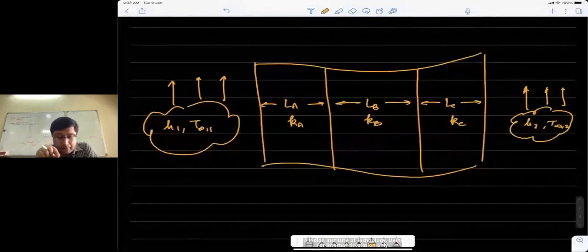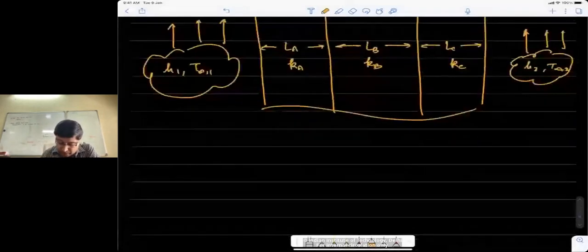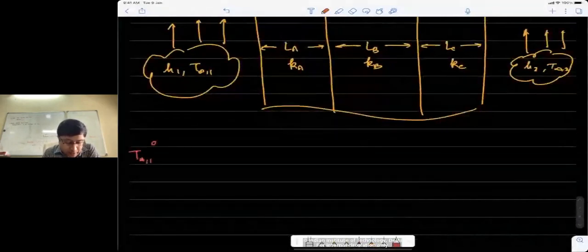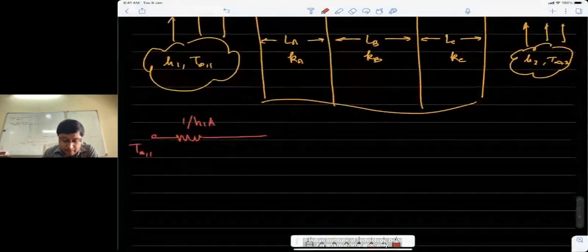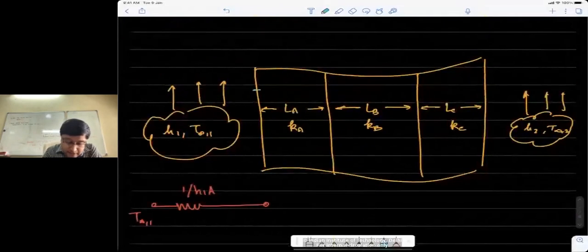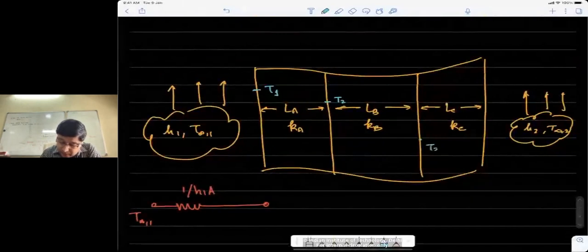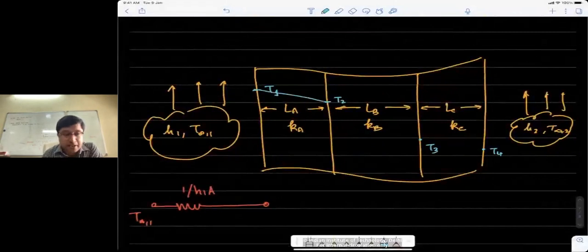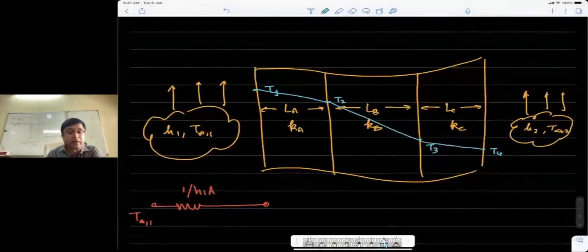So the same concept which I have done, the electrical circuit analogy, can still be applied here. We can do this the same way. Now we will have some potential T infinity 1 here, convective resistance, let's say 1 by h1A, and then maybe I can define temperatures here just for convenience. Let's say this is T1, then we have T2, T3, T4. So I know that the solution would be a linear profile, piecewise linear, I should say. It would be linear in every slab, but the slopes can change depending on conductivity.